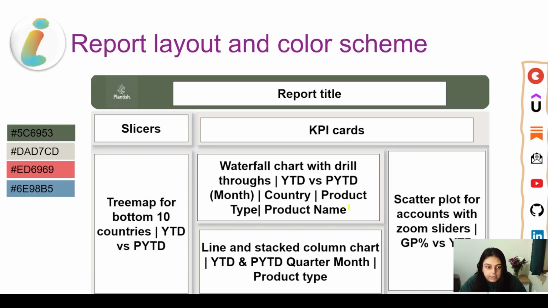This is how we are going to design the report. I have decided that we would make a report title here, then slicers and KPI, tree map, waterfall, line chart, scatter plot, and these are the color schemes. This is how I want to present this report, but you can have your own ideas and use your creativity to project your reports.